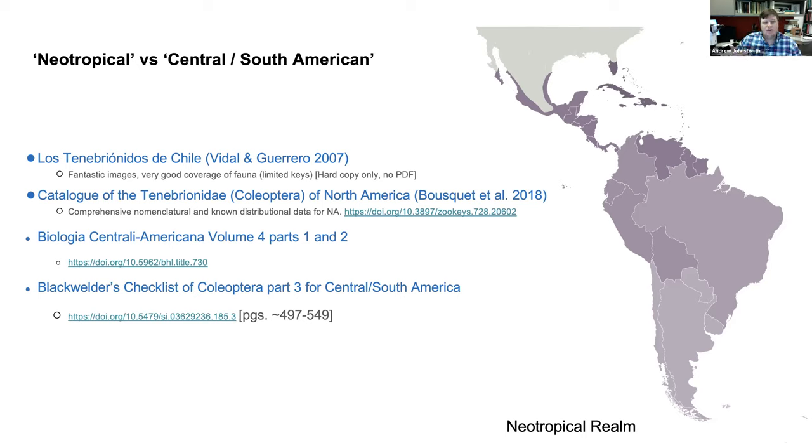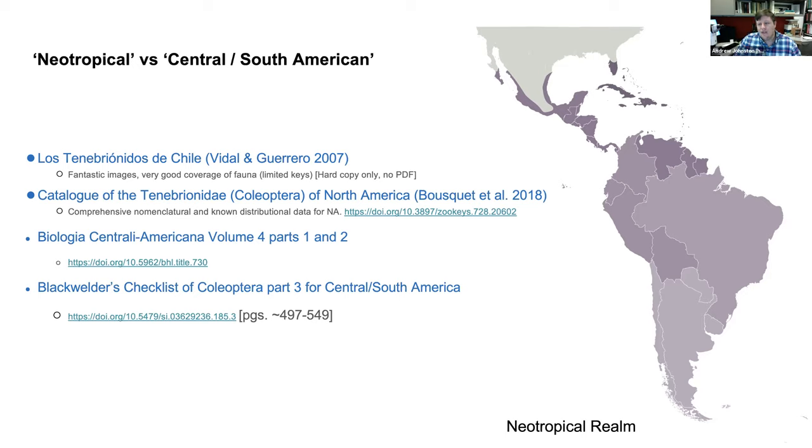Of course, the catalog that we've talked about for North America does go down through Panama and includes the West Indies as well. So that's great. As far as a species level treatment for Central America, the Biologia Centrale Americana, we mentioned that Champion authored those volumes, and those are kind of the best resource that still exists for that region.